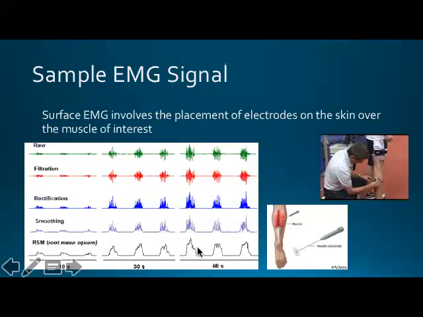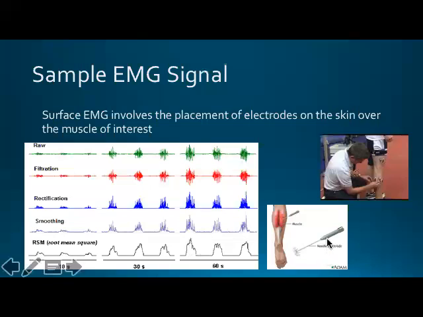And root mean square is going to allow us to take basically the highest point, or the standard deviation of the power curve is what your root mean square is. And it allows us to find that highest point, which will represent the maximal amplitude of that muscle action. So this is the process that occurs.